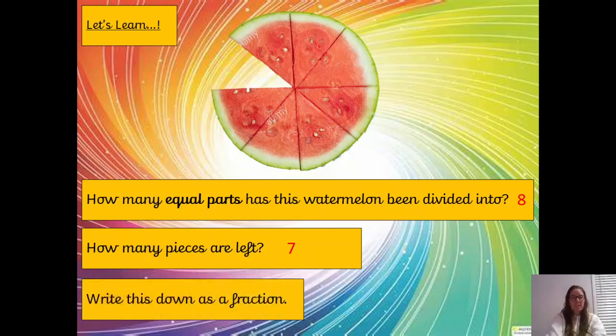Okay, can you write this down as a fraction? Which way round are you going to write it? Are you going to write your 8 above your 7 or your 7 above your 8? Which is your numerator, the number at the top, and which is the denominator at the bottom? Now thinking back to that denominator, the denominator tells us how many pieces the whole is divided into. So our denominator is going to be the 8, and the numerator on this occasion is going to be the 7, because we have got 7 out of the 8 pieces left.